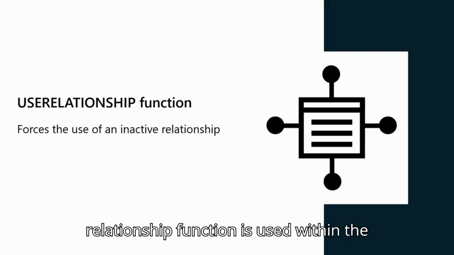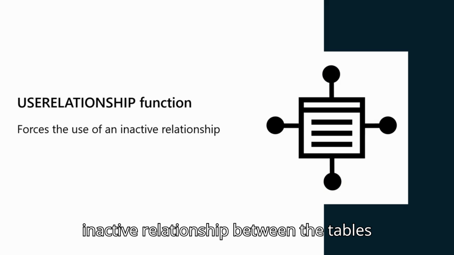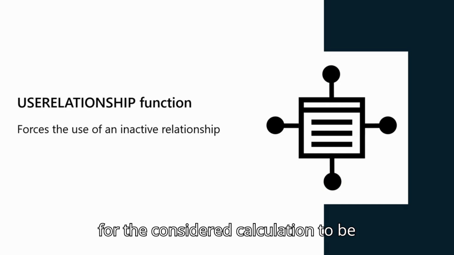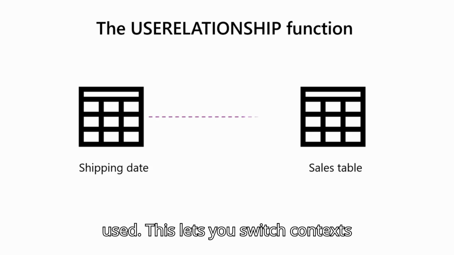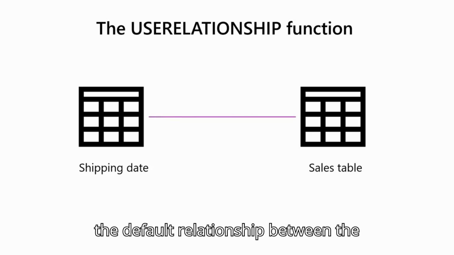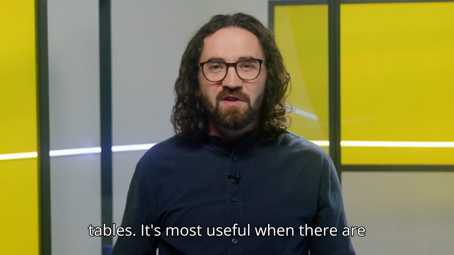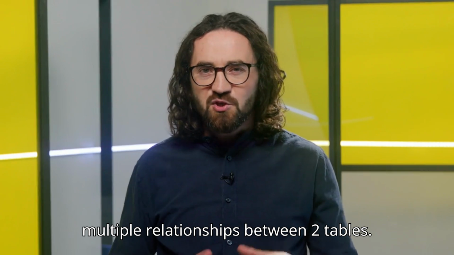Before we explore how AdventureWorks can analyze its sales data, let's find out more about the useRelationship function. The useRelationship function is used within the calculate function. It forces the inactive relationship between the tables for the considered calculation to be used. This lets you switch contexts within your data model without changing the default relationship between the tables. It's most useful when there are multiple relationships between two tables.